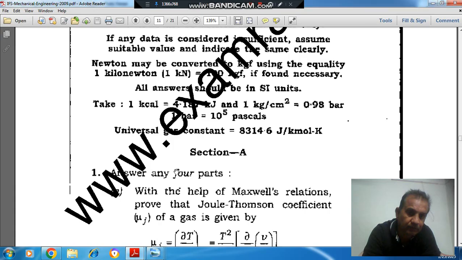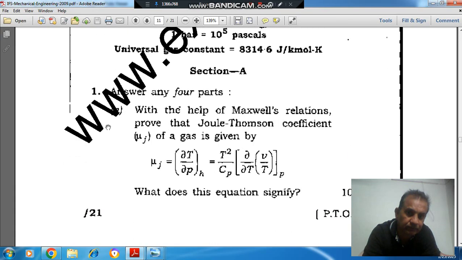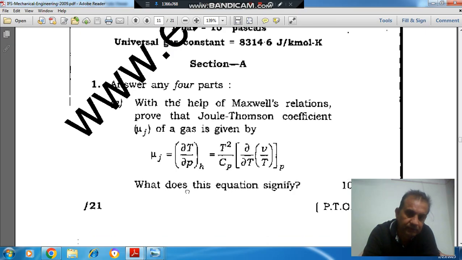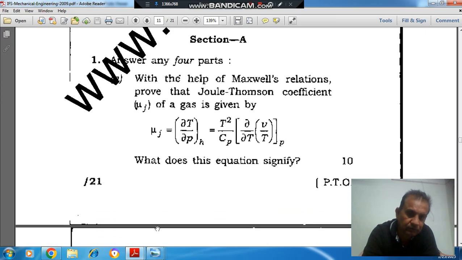Question number 1: answer any four parts. A. With the help of Maxwell relations, prove that the Joule-Thomson coefficient μJ of a gas, (∂T/∂P) at constant H, is equal to T²/Cp times [∂(V/T)/∂T] at constant P. What does this equation signify?